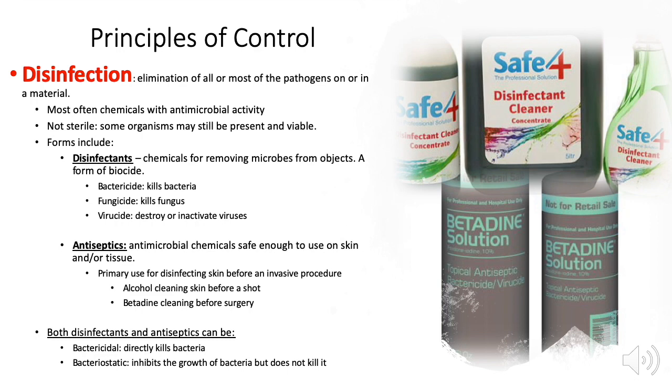Now, the different forms of disinfecting include actual disinfectants themselves, chemicals for removing microorganisms, like a bactericide, viricide, fungicide. They're just named after what they destroy. The other is the antiseptic. And antiseptics are antimicrobial compounds, again, that are safe enough to use on skin. These are your betadines, iodines, hydrogen peroxide, soap and water, triclosan-type soaps. Triclosan is a disinfectant that's put in dish soaps and hand soaps and those sorts of things. Both disinfectants and antiseptics can be either bactericidal or bacteriostatic. So that's something to keep in mind.